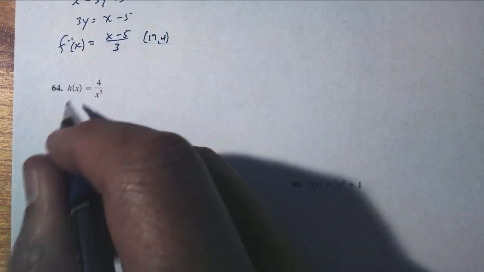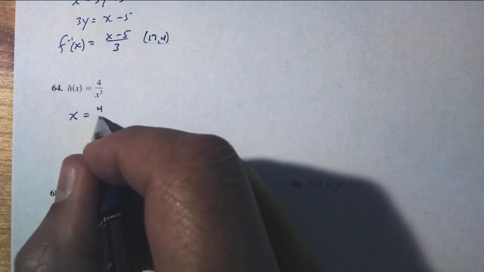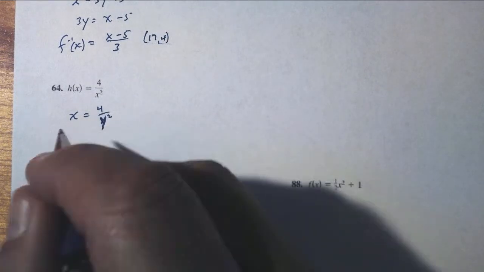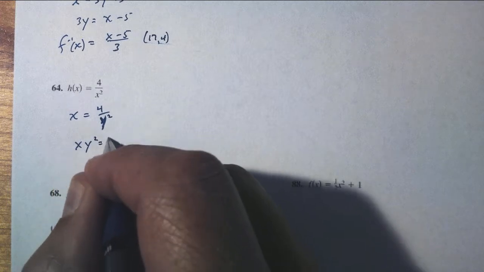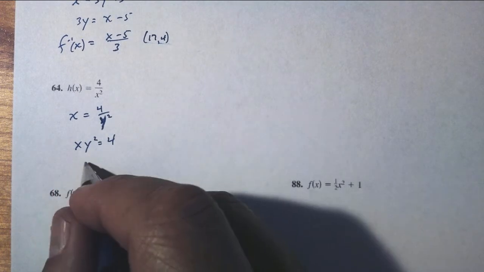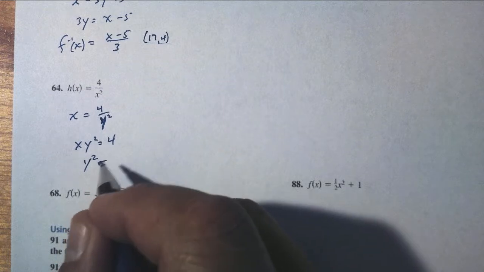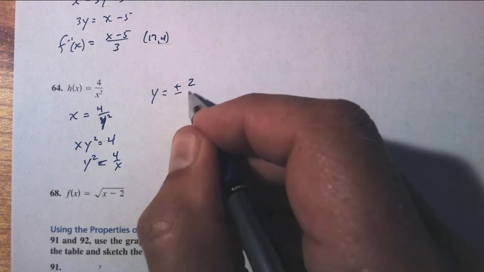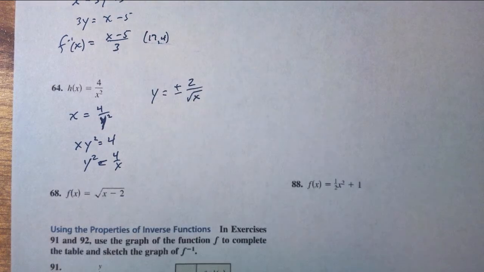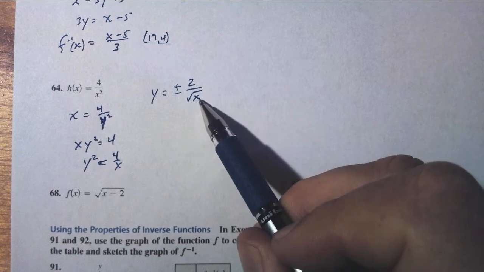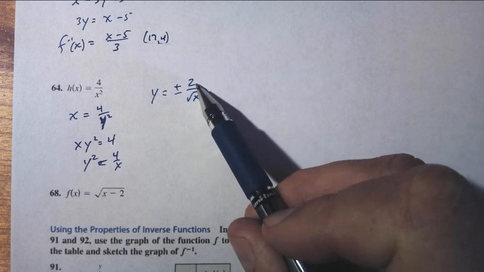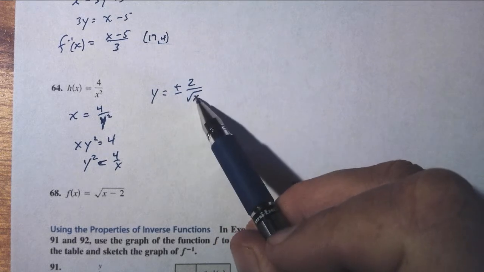So 64, my new x equals 4 over y squared. I'm going to cross multiply. xy squared equals 4. I'm solving for y, so y squared equals 4 over x, or y equals plus or minus 2 over the square root of x. When I take the square root of both sides, I have to use a plus or minus, which means when I put, say, 16 in here, I get 2 over 4, I get 1/2, but I get plus or minus 1/2. That's a dead giveaway.